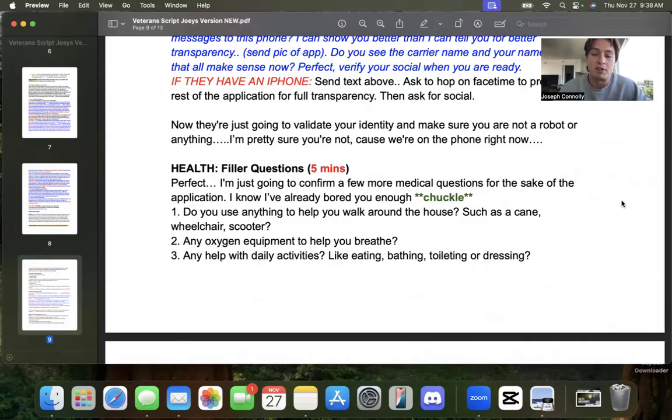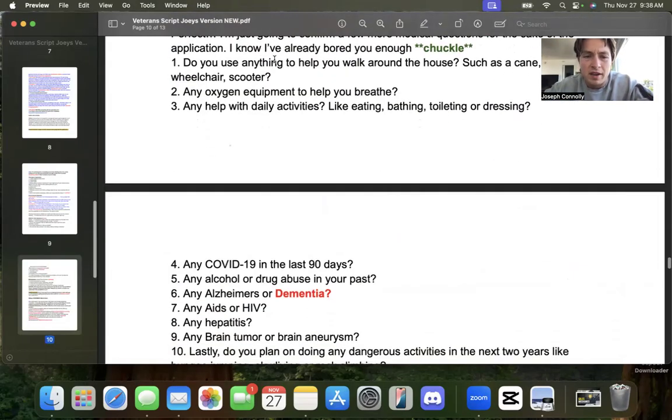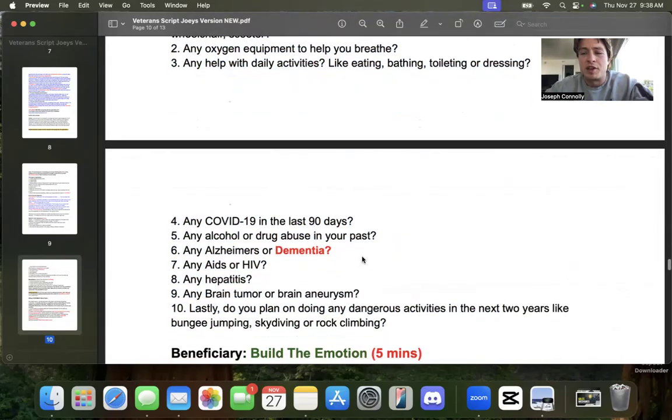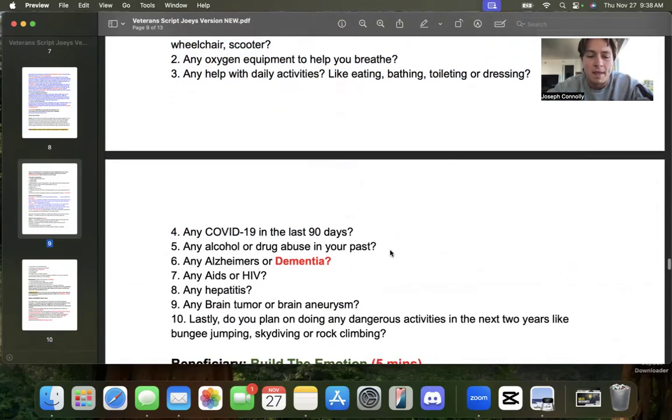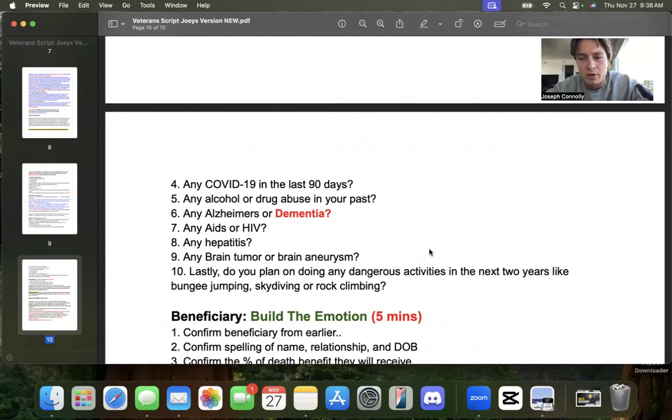And then just to reconfirm these medical questions, I know I've probably bored you enough already. I'm not going to read all these typically. I'll just reconfirm whatever they told me, right? So you take metformin for the diabetes, but it's totally fine to ask these questions. I'll typically ask a few of them. I'll reconfirm their prescriptions, medications, issues, and then I'll ask a few of these questions like any oxygen equipment to help you breathe. All right, amazing. Any COVID-19 in the last 90 days? All right. Any brain tumors or brain aneurysms?